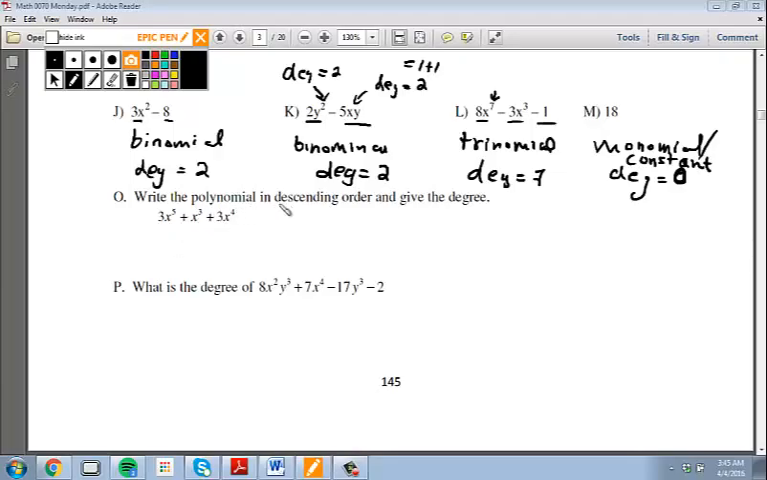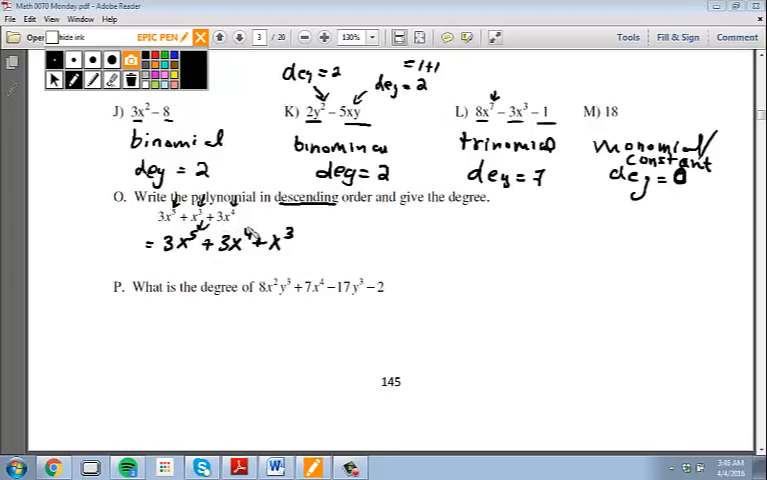Alright, write the polynomial in descending order and give the degree. So sometimes we don't want the exponents to be out of order. We want them to be descending, or from highest to lowest. So I'm just going to rewrite 3x to the 5th plus x to the 3rd plus 3x to the 4th as 3x to the 5th plus 3x to the 4th plus x to the 3rd.